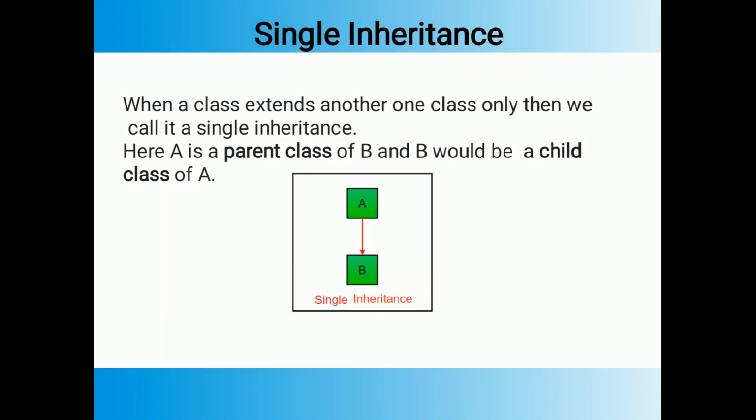Single inheritance. When a class acquires properties from only one class, then it is called single inheritance. Here, class B inherits from class A. So, A is a parent class and B is the child class.